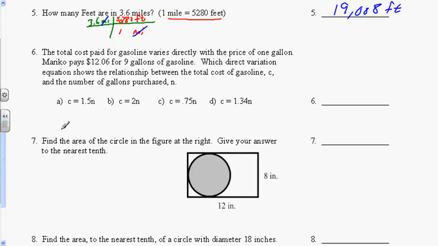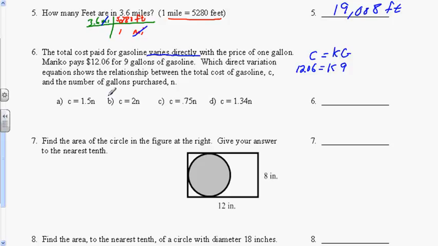Next question. Total cost paid for gasoline varies directly with the price of 1 gallon. So the cost varies directly as the price of 1 gallon. Mario pays $12.06 for 9 gallons of gas. Okay, so how do you find out what K is? Well, we need a constant. Which direct variation equation shows the relationship between these two? But we need to know what K is.